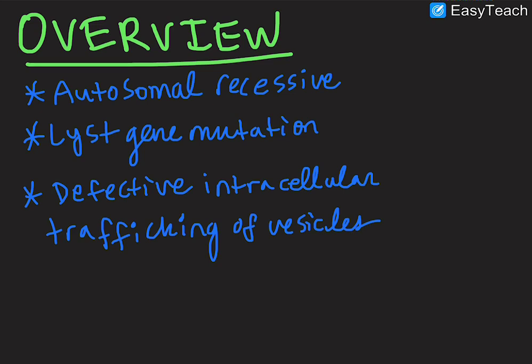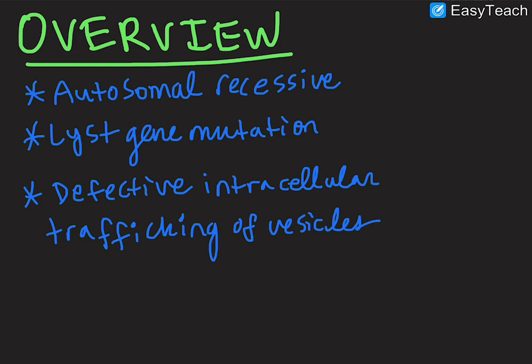So the basic overview, in terms of the genetics: this syndrome is autosomal recessive, and it's a mutation in the LYST gene. Now, what is the LYST gene? It's the lysosomal trafficking regulator gene. It regulates the transport of vesicles within the cell, the transport of lysosomes, the transport of granules.